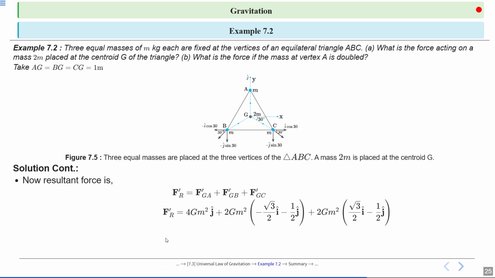So here it will be FR prime is equal to 4Gm square j cap plus 2Gm square into minus root 3 by 2 i cap minus 1 by 2 j cap plus 2Gm square into root 3 by 2 i cap minus 1 by 2 j cap. Alright.